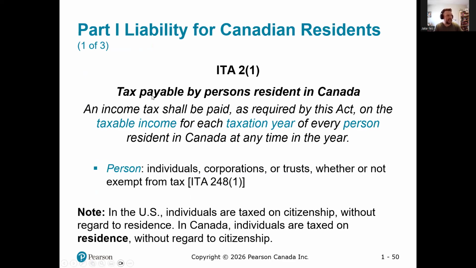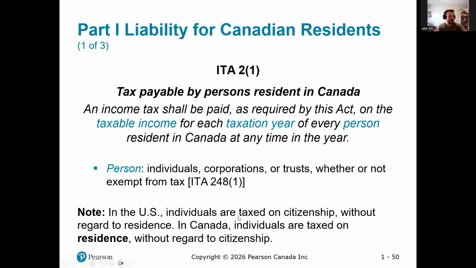Tax payable: income tax shall be paid as required by this act on the taxable income for each taxation year of every person resident in Canada. Person is talking about an individual, corporation, or trust. We're going to be talking about individuals. For individuals, the taxation year is usually the calendar year from January to December. Corporations can choose an off-calendar year, but most tax years are the calendar year.